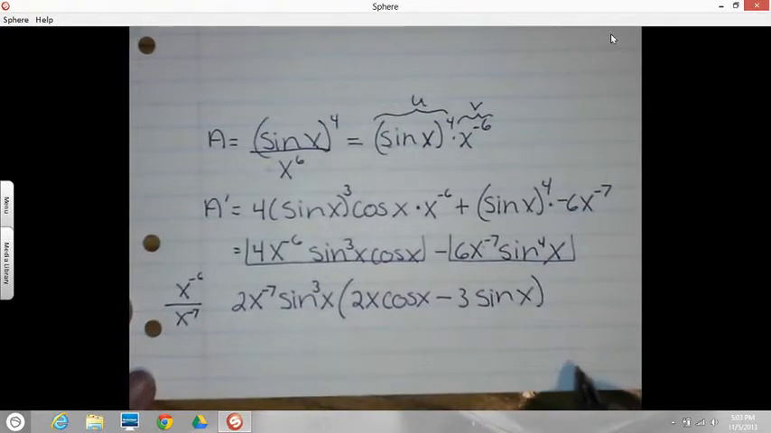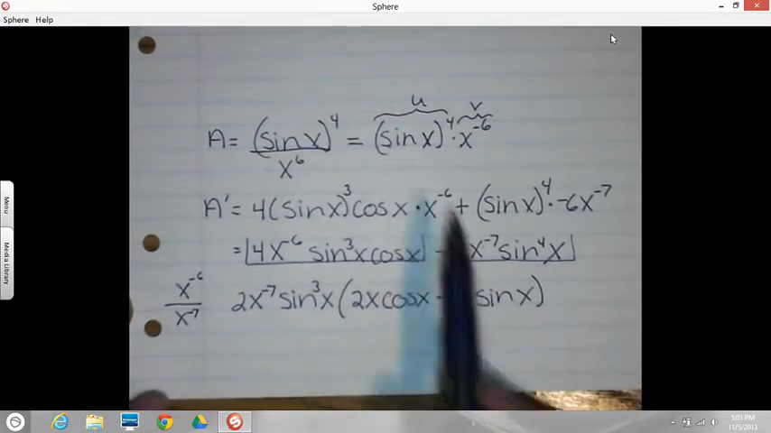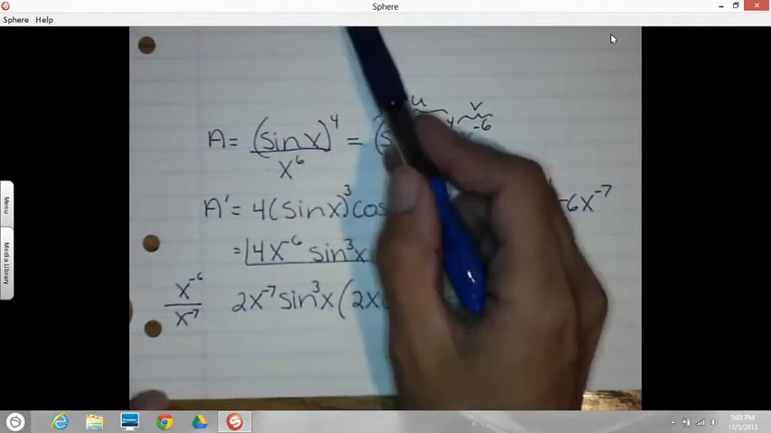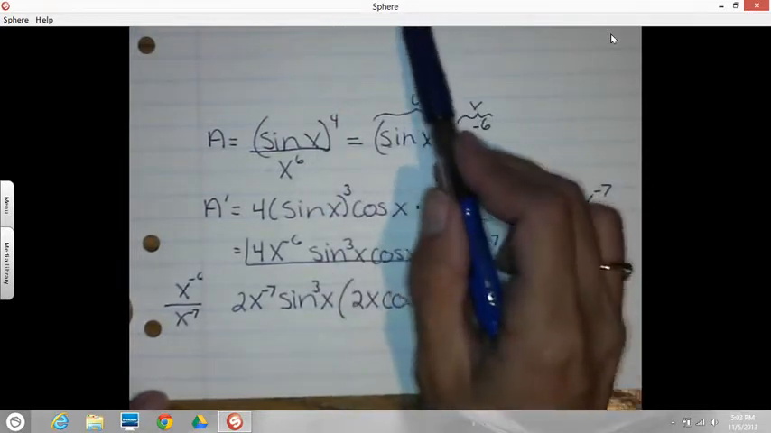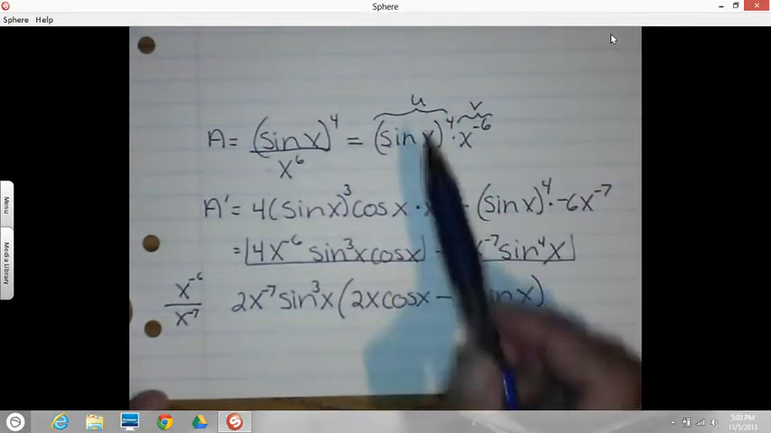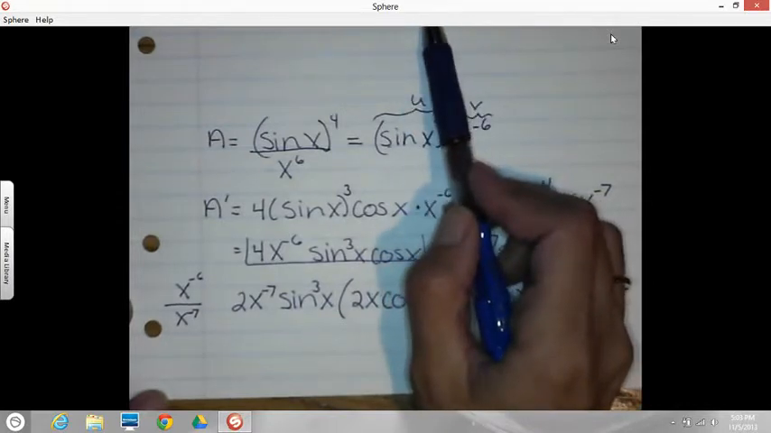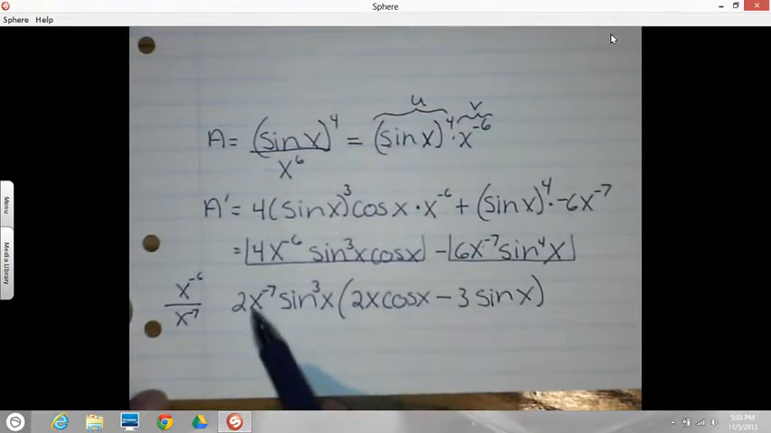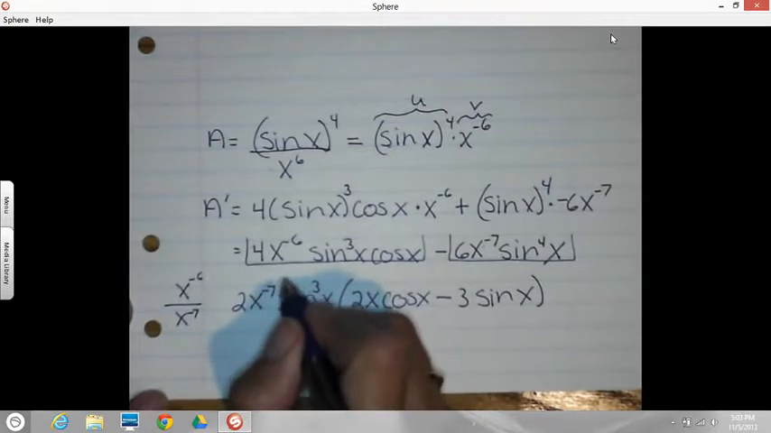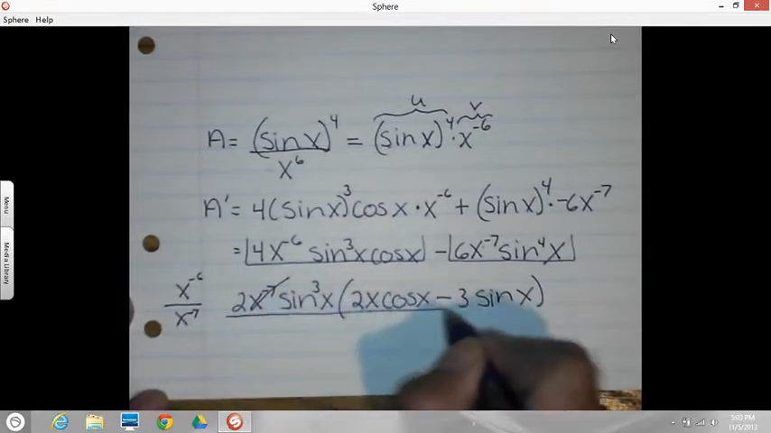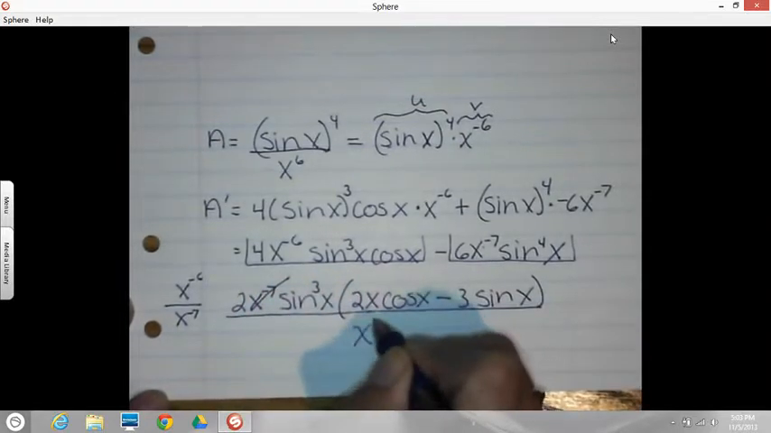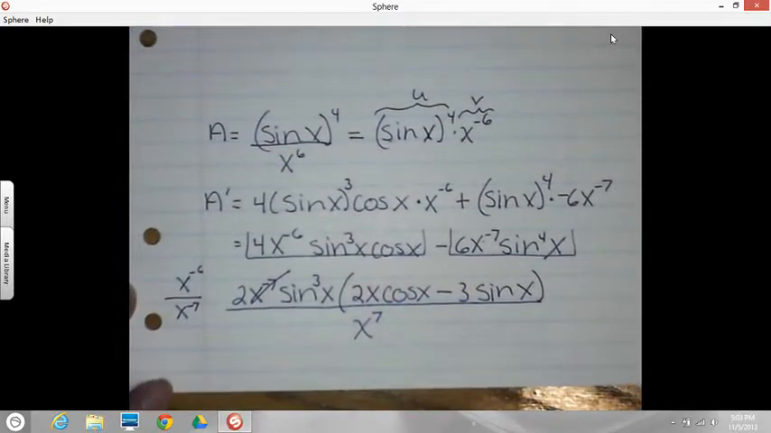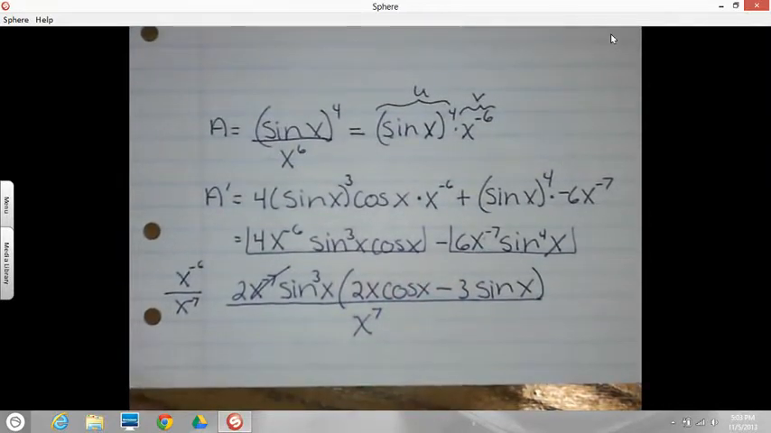Okay, the only thing that's different now, I've got the 2, I've got the sine cubed, I've got the 2x cosine minus 3 sine. The only thing is I've got an x to the 7th in the bottom of this. Well, because this is x to the negative 7th, if I shove it back down to the bottom here, it now has a happy exponent, x to the 7th. And now the two derivatives are identical. So there it is. If you like to rewrite in the product rule, you can.